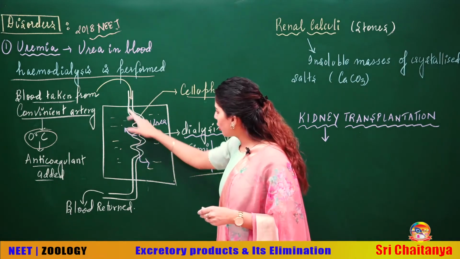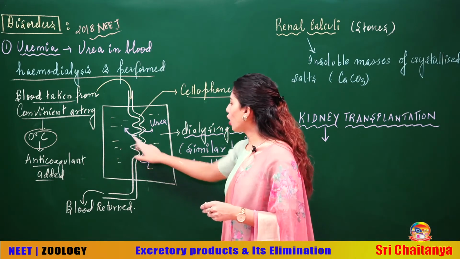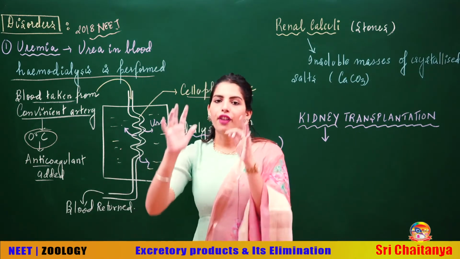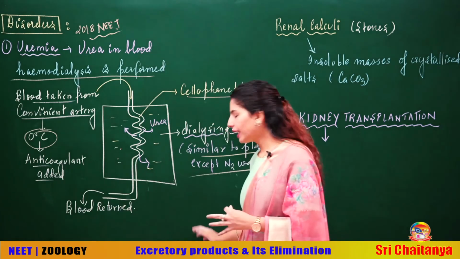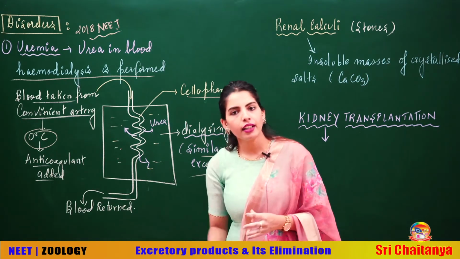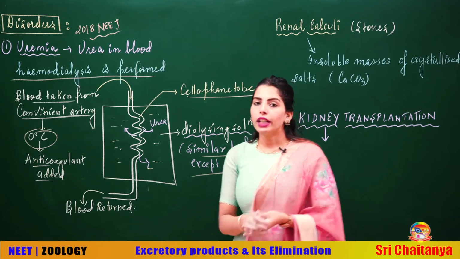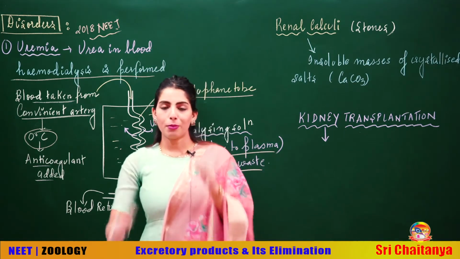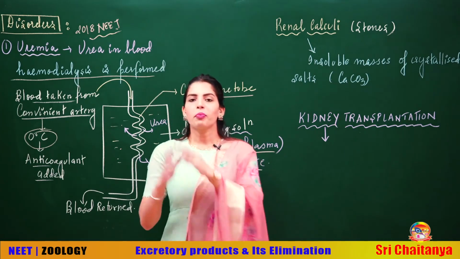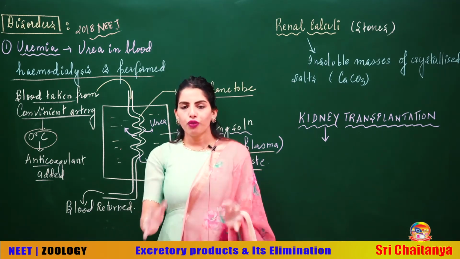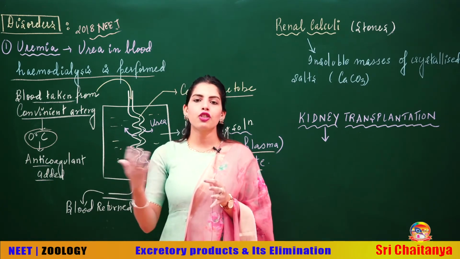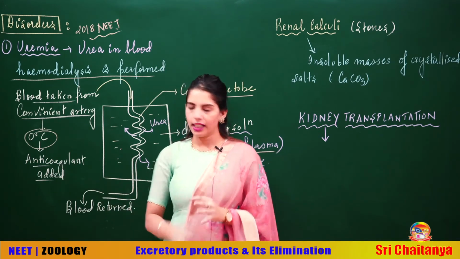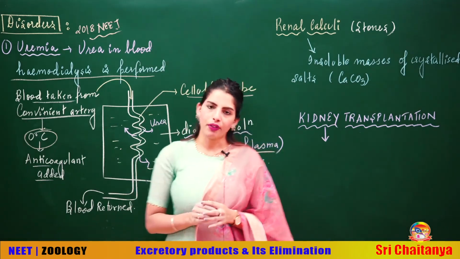So what you see is when you pass the blood through this part, all your toxic product is moving into your dialyzing solution. From one end, fresh dialyzing solution is added. From the other end, the used dialyzing solution is being removed. Once your blood is filtered, once your blood is clear, now you can return the blood to your body by bringing it to body temperature, by adding the coagulant, through a convenient vein. That's how hemodialysis is performed.